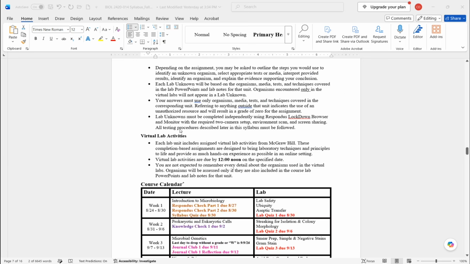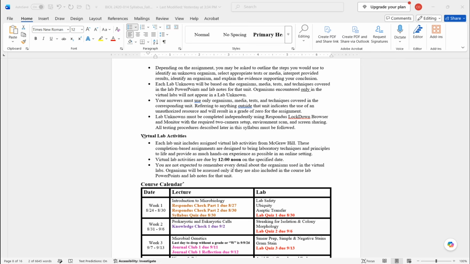All right, the last type of activity that you're going to have are virtual lab activities. When you go into a lab module, you will see activities that have a red square icon that say McGraw-Hill. That's because the virtual labs are made by McGraw-Hill. You will just click on those. It will give you the background information for the lab, and then you will literally click through the activity.